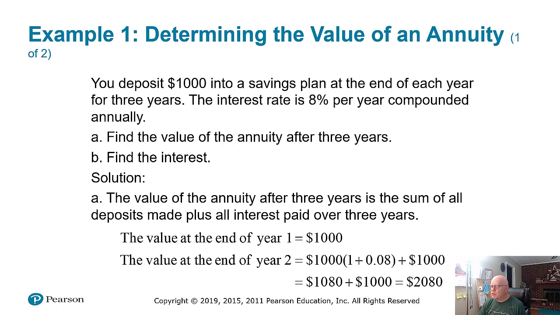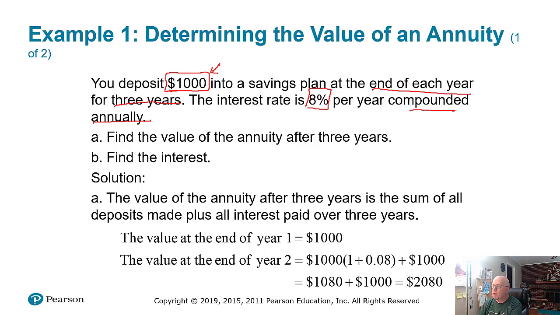Here's an example we can use to follow. You deposit $1,000 into a savings plan. Quite a bit of difference, isn't it? And that's the amount that you're going to do regularly, at the end of every year. And you're going to do it for 3 years just as an experiment. The bank says they'll give you 8% per year, compounded annually. So we're going to make it as simple as possible.